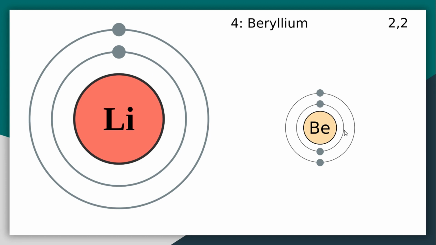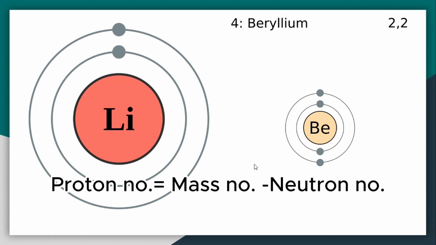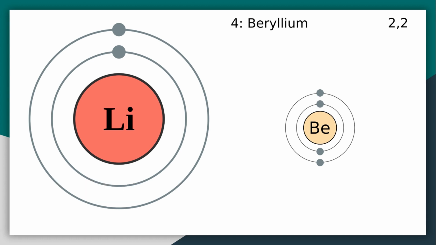Now the number of protons equals not just the atomic number; the number of protons of an unknown element can also be calculated using its mass number. Remember, the mass number is the number of protons plus the neutrons. So to find the number of protons, we do the mass number minus the number of neutrons, and that would give us the number of protons.